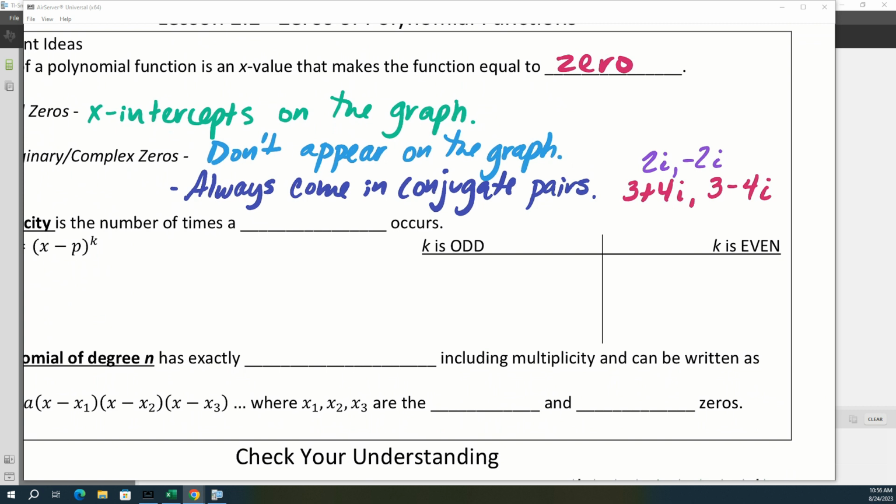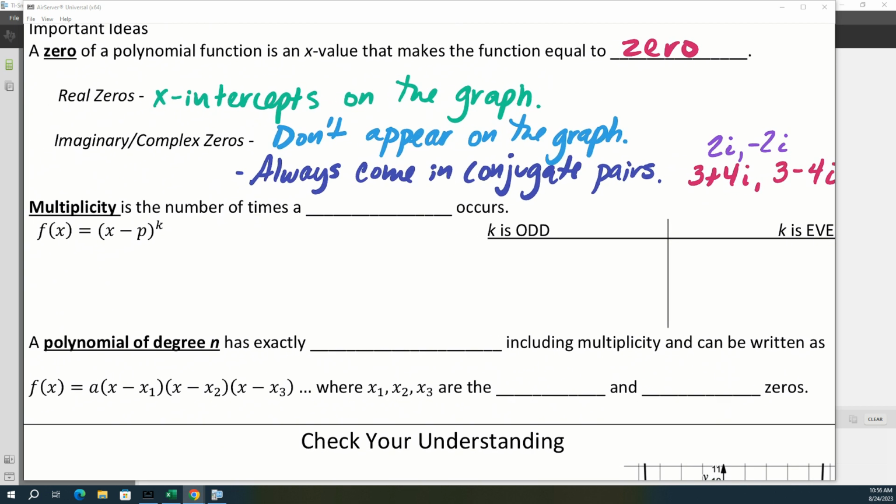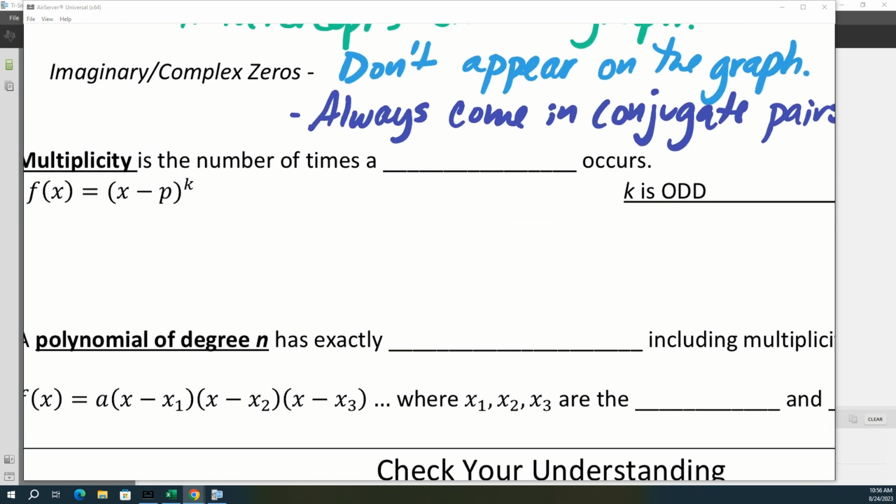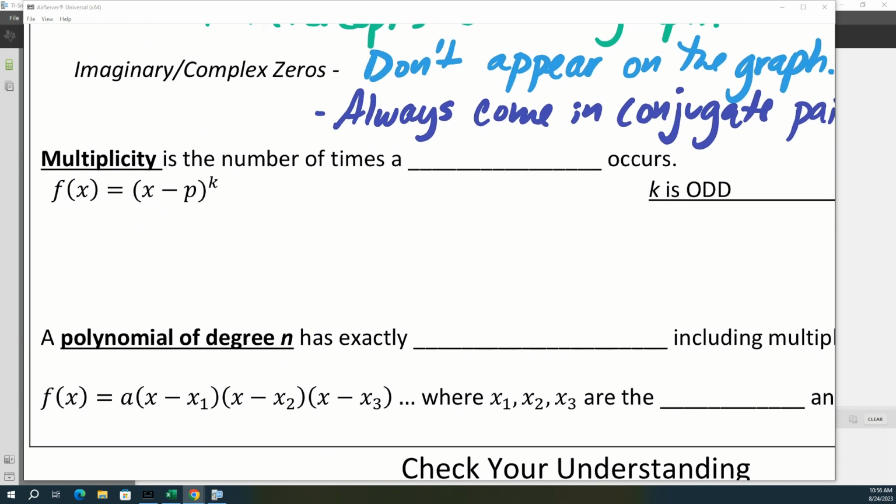All right, the main goal, I think, of this lesson is multiplicity. And last year was the first year you learned about multiplicity, and it probably was kind of confusing. This year, it's going to seem easier because you have that background knowledge. But multiplicity is simply the number of times a factor occurs.